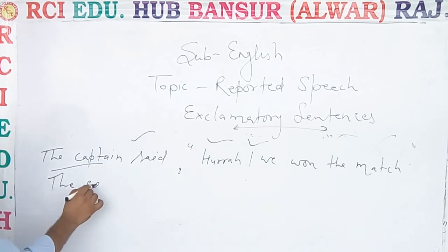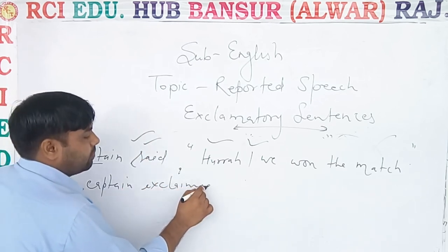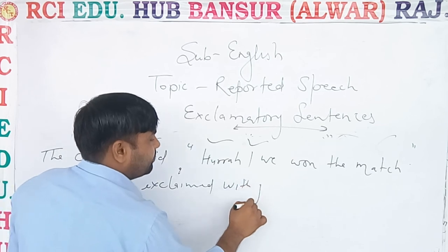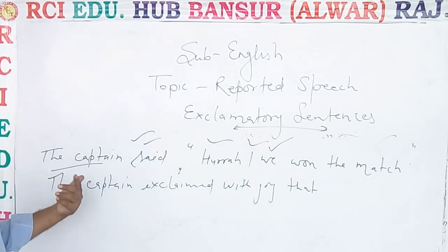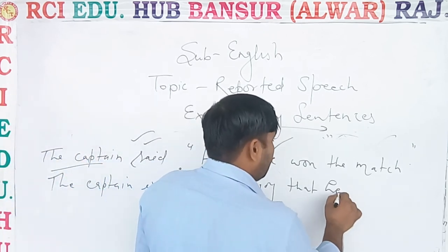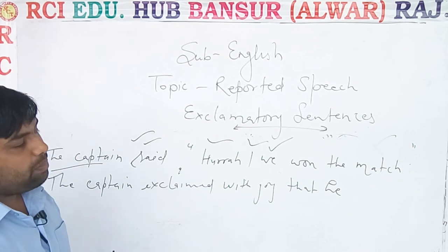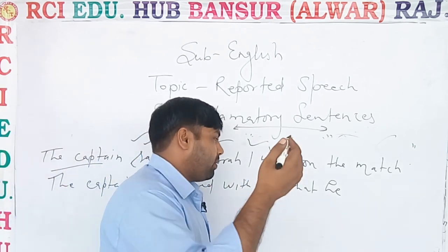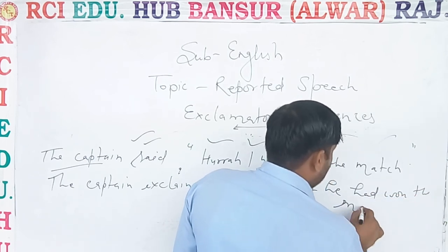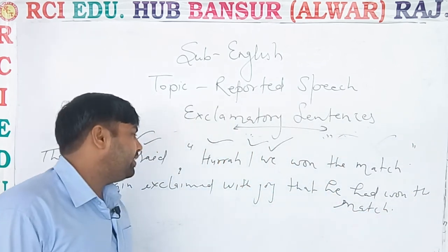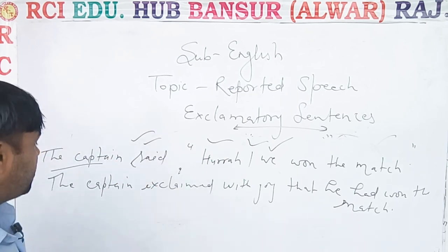Firstly you write the captain, "said" changes into "exclaimed with joy that we", first person according to the subject. The subject is captain, then it will be "he". Now outside also past, inside also past. If inside past, then change into past perfect, had plus third form, so it will be "had won the match". If a hurrah-related sentence comes, then you have to correct it like that. Okay, got it?